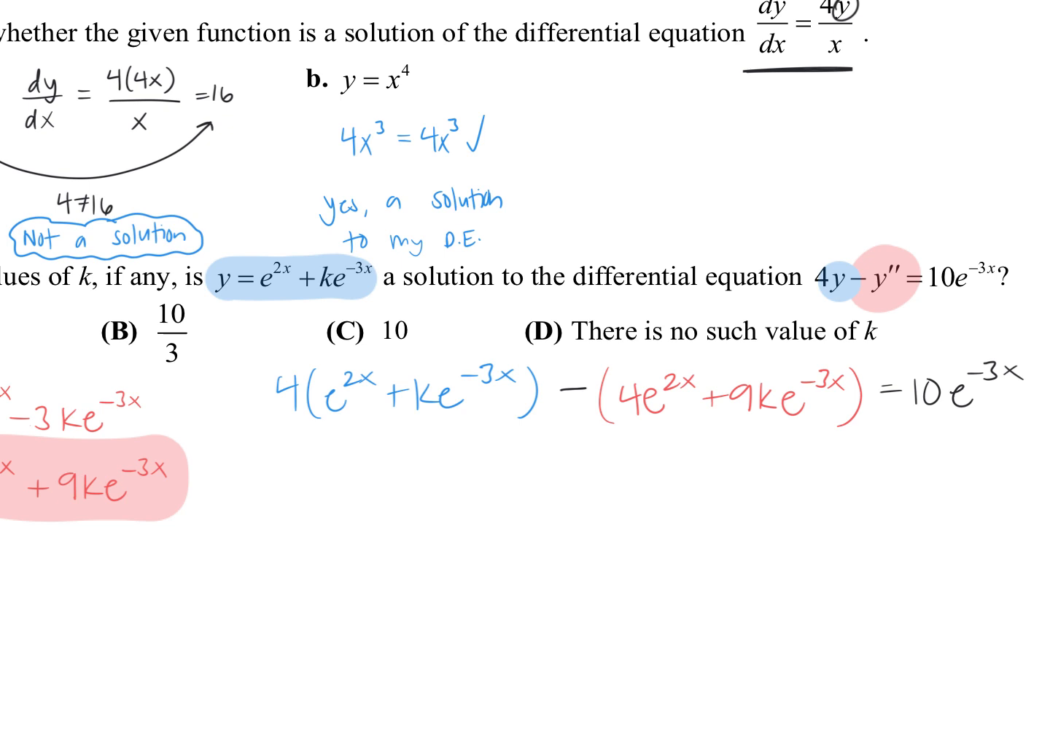It's a little small. Okay, what do I have to do first? I'm just doing algebra. Distribute. Distribute both things, right? So I'm going to distribute the 4. This becomes 4e to the 2x plus what? 4ke to the negative 3x. If I distribute that negative, it's going to make both of those negative.